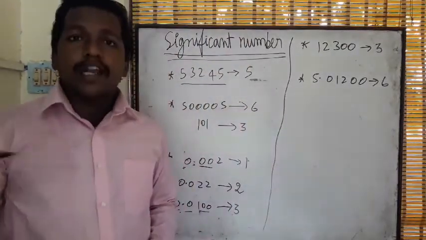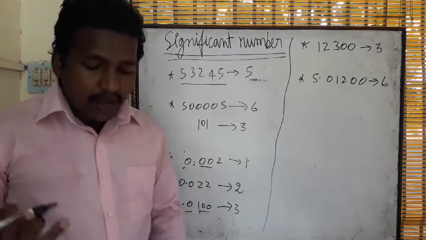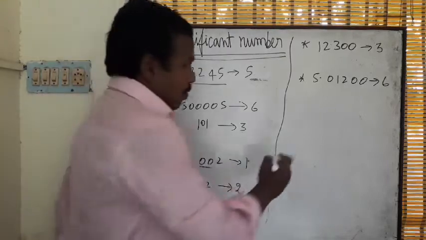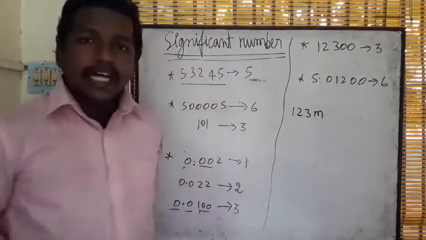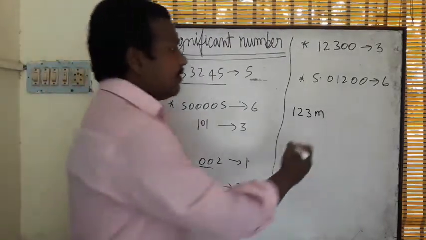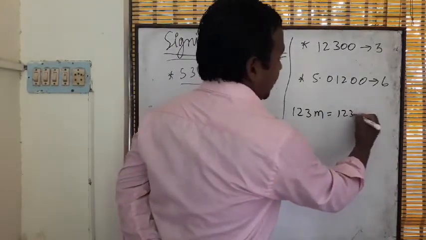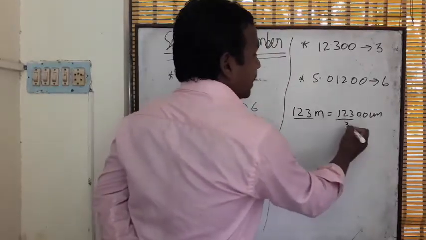Okay, the next thing, conversion. Converting from one unit to another unit is not going to affect the significant number. For example, I want to show you one calculation. See here, it is 123 meter. The significant number is 3. I am converting it to centimeter. That means 12300 centimeter. Now also the significant figure will be 3.